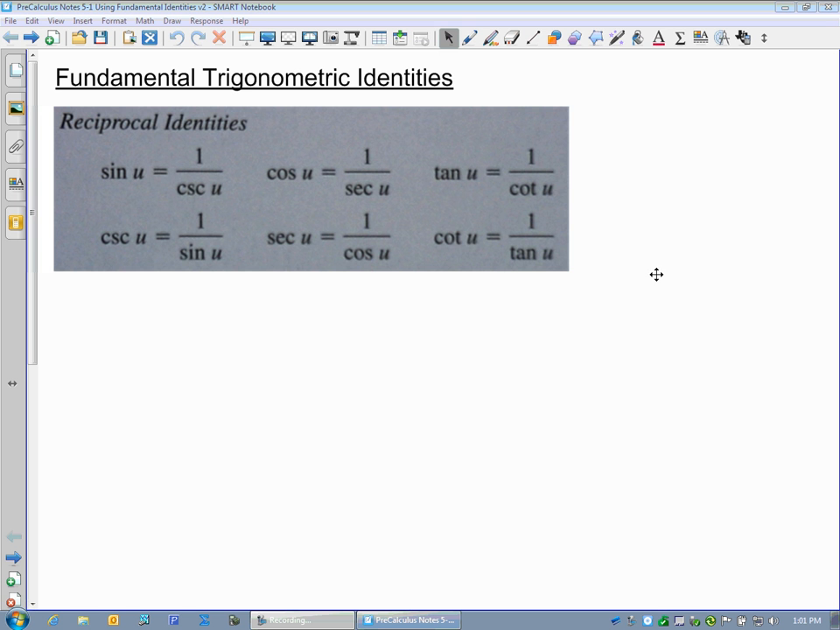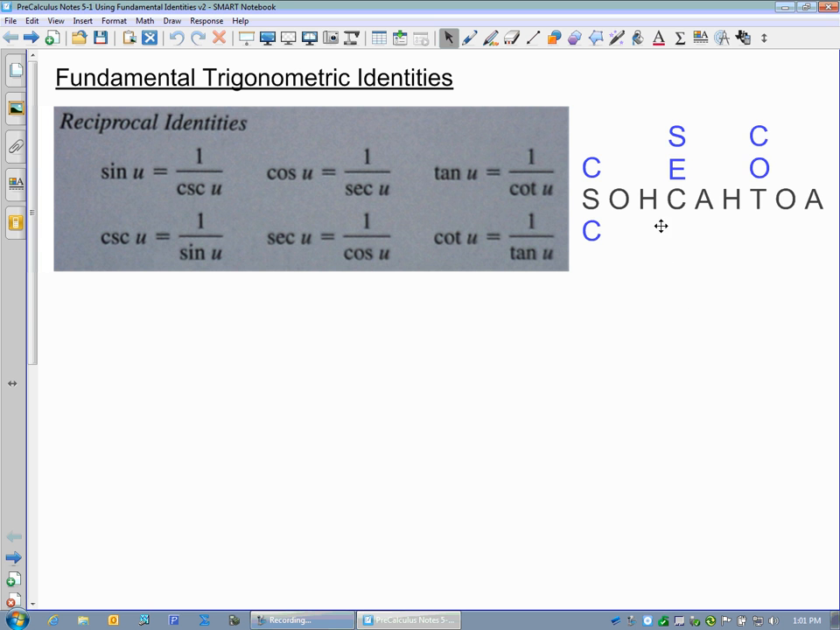Now, if you're having trouble remembering how they match up, and you do remember your SOHCAHTOA, there's a nice little way that one of my students came up with. Here you can add to the SOHCAHTOA to see that sine is related to cosecant, cosine is related to secant, and tangent is related to cotangent. And those apply to the reciprocal properties, that is.